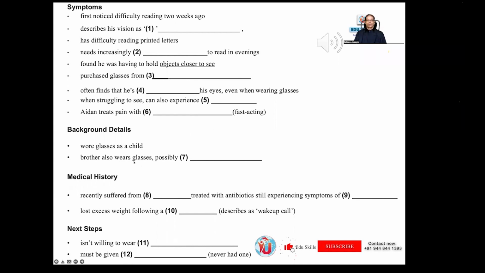Wore glasses as a child, brother also wears glasses. Possibly there is a modal verb. There will be some modal verb in your audio instead of possibly. We'll check into it. And medical history, recently suffered from dash.